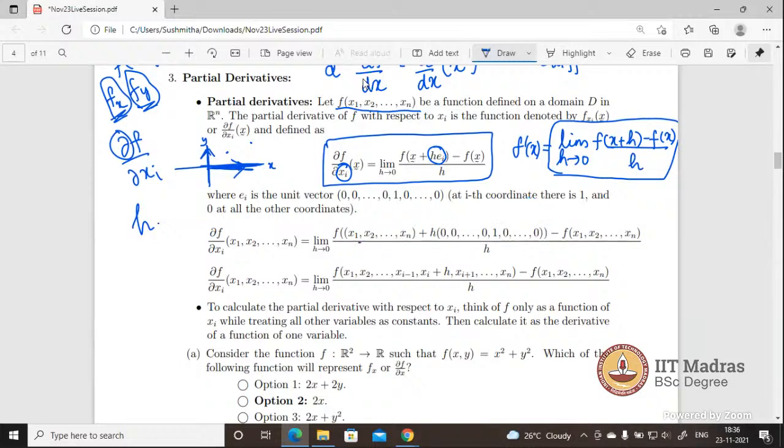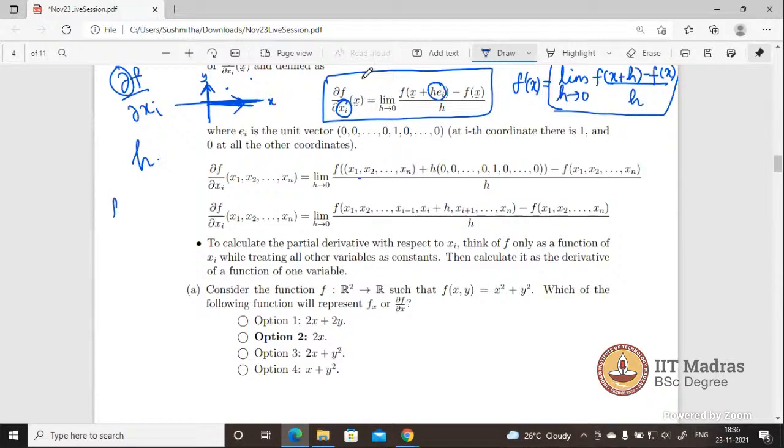So if I want to find dou f by dou x, what is that going to be? It's going to be the limit as h tends to 0 of f of x plus h comma y minus f of x comma y, divided by h. So when I differentiate partially with respect to x, I disturb only the x coordinate. I leave the y coordinate as it is.